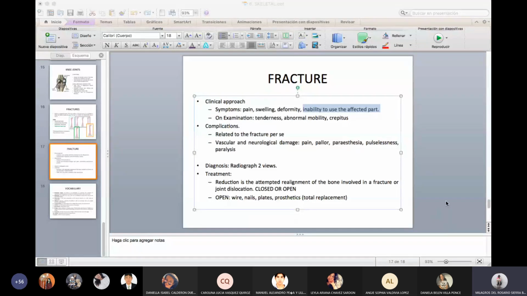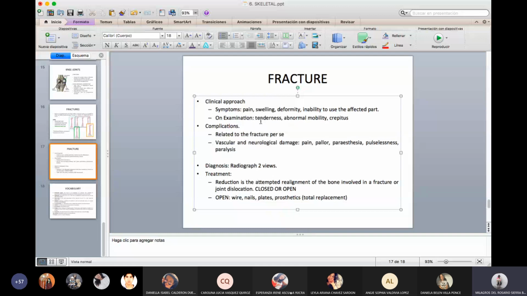Let's see, who can tell me? Esperanza, Irene. If you have a femur fracture, do you think you can walk? I don't think so. No? So, who can tell me what tenderness is? Let's see, Adriana, Giovanna. Do you know what tenderness is?